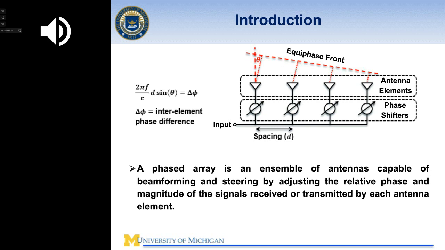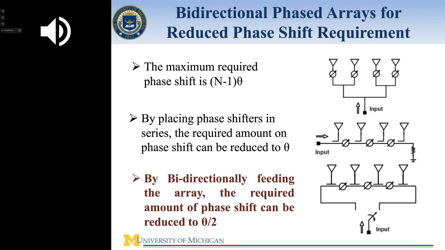Then by using series feed arrays, although you still need a single phase shifter per antenna element, one can reduce the amount of phase shift needed in order to achieve a certain scan angle. Now, by using a bidirectional phased array, as shown in the third figure at the bottom, one can reduce the amount of phase shift to one half of what's required for a given scan angle. So this type of design simplifies the requirement for phase shifter design.